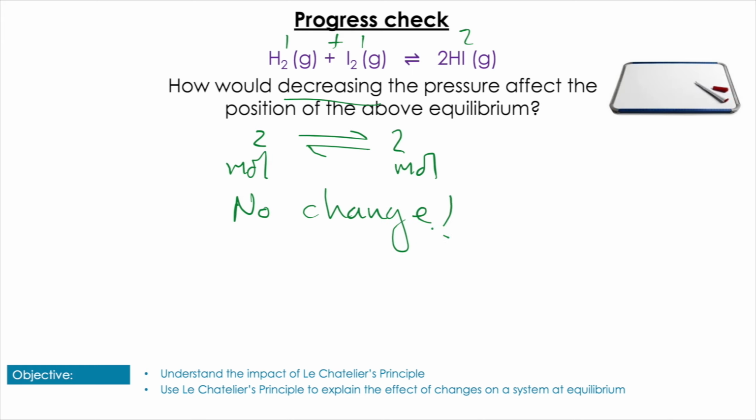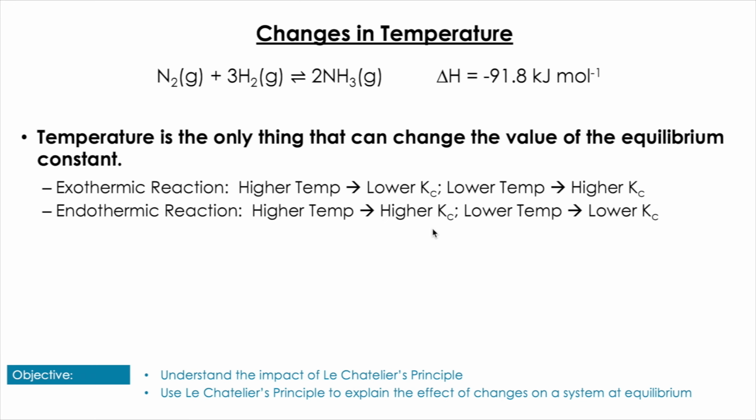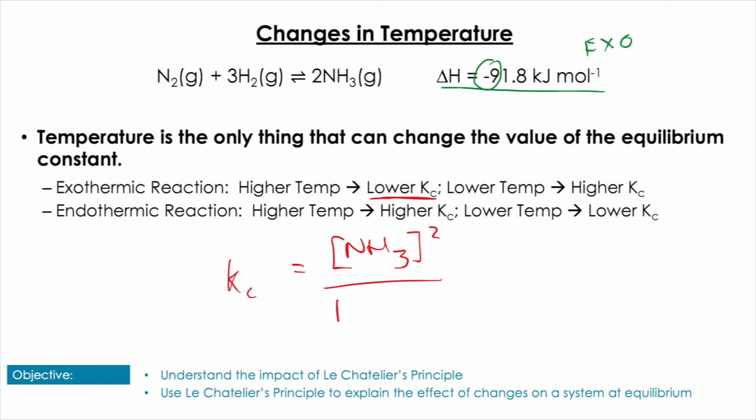Turning our attention to temperature, we have a slightly different thing to look at because temperature can affect the value of the equilibrium constant. And so we really have to focus on whether a reaction is exothermic or endothermic, and so whether it's got a positive or negative enthalpy change. So for this reaction, we can see that going from left to right is an exothermic reaction. So if we have an exothermic reaction, then as we increase the temperature, we're going to lower the Kc. What does that really mean?